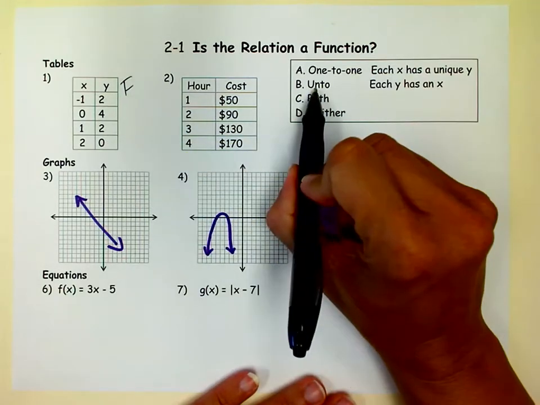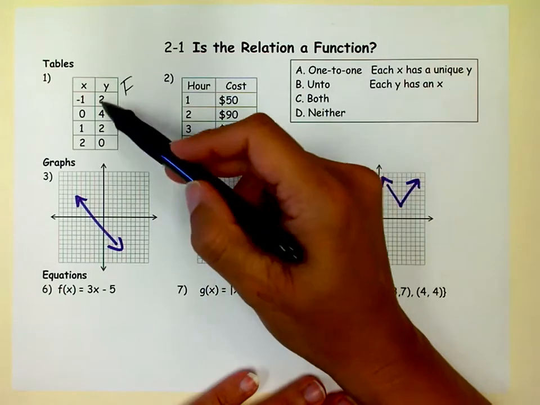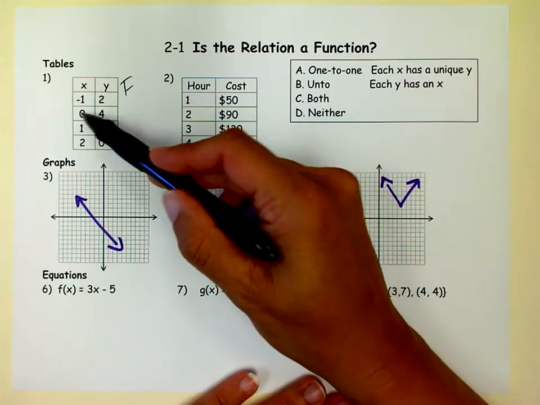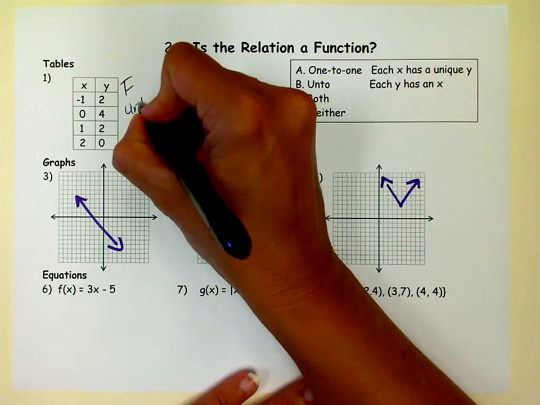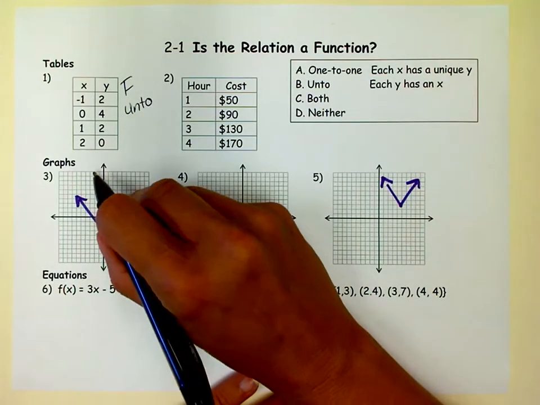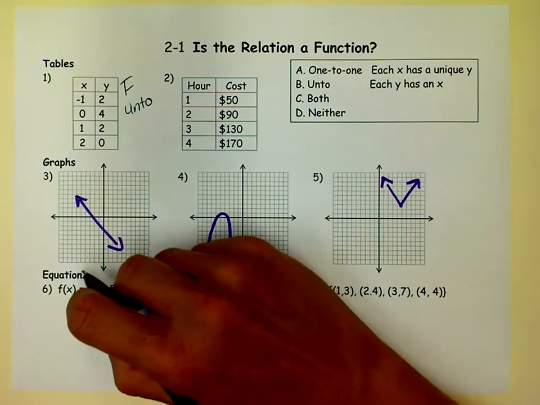So next, let's see if it's onto. To be an onto function, each y has to have an x. Well, you see only 4 y's listed, and each one of them has an x. So it is an onto function. And that's that one. Because obviously if it's not B, it can't be C or D. So we know this is a function and it's an onto function.